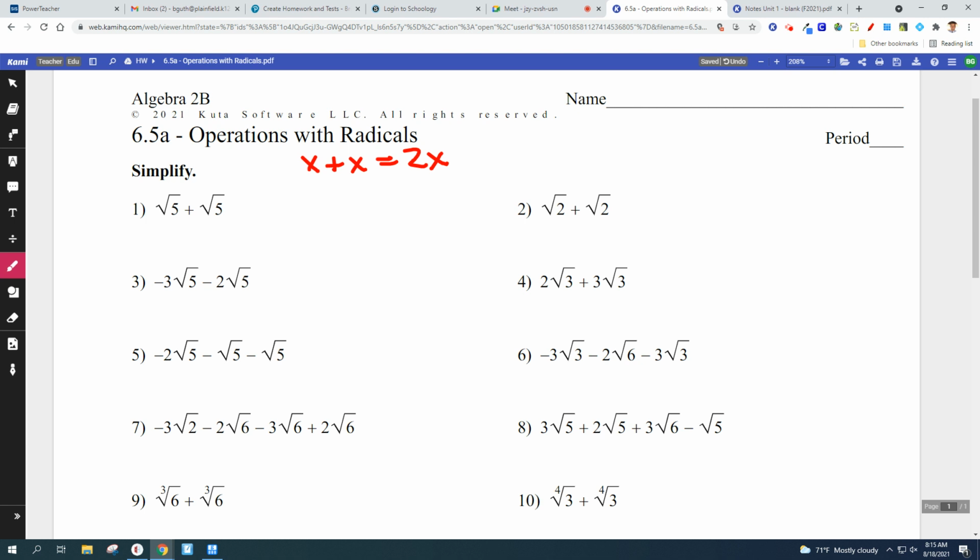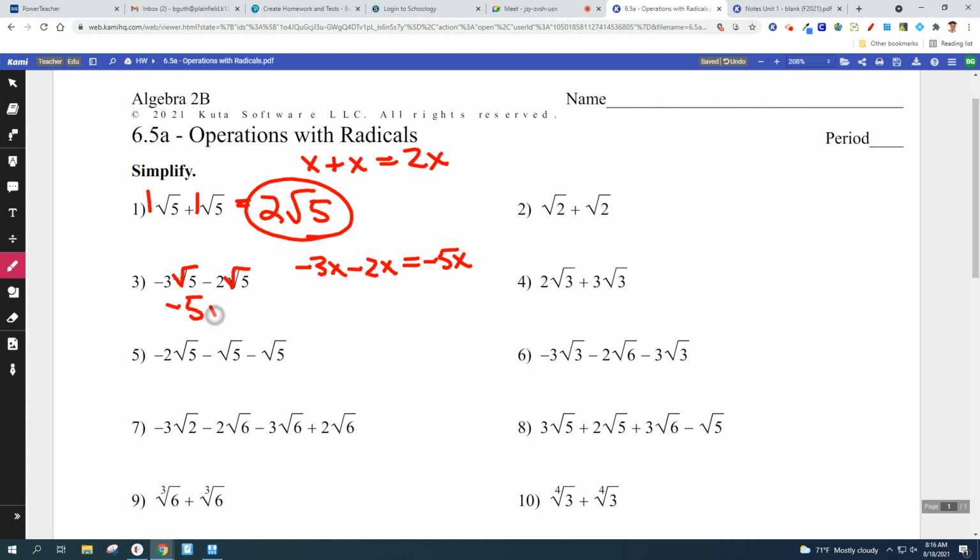It's kind of the same thing. It's something plus that same thing is 2 of those things. So you can think of it like 1 of these plus 1 of these equals 2 of these, and that's literally all there is to it. Okay? So it's exactly like you're adding like terms. If you said negative 3x minus 2x was negative 5x, that's what you're doing in this problem. You're saying negative 3 of these things minus 2 of these things is negative 5 of these things. It's all about like terms.